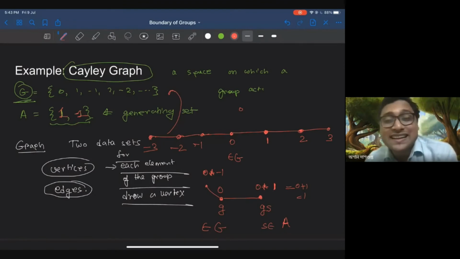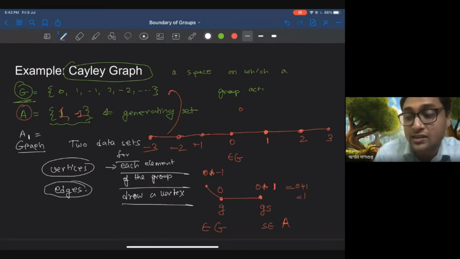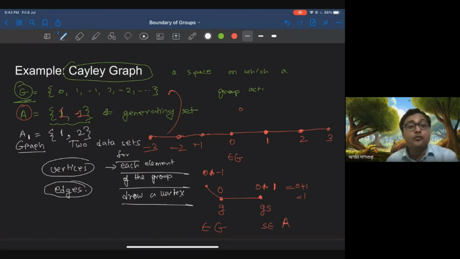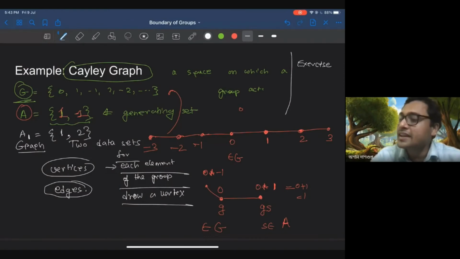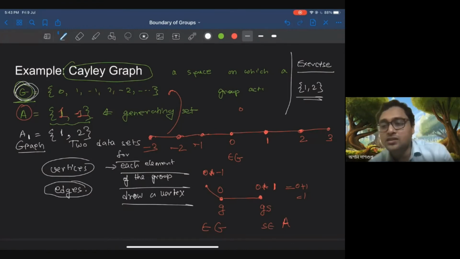But mind you, it depends on the generating set. If I change the generating set, let's say I have A1, another generating set, which contains 1 and 2, the Cayley graph will look different. So here is an exercise again. Draw the Cayley graph where the generating set is 1, 2 of G. Maybe if you want your answers to be checked, you can always send it to my email address. I will respond. Put it in the chat. Okay, you can do it later.